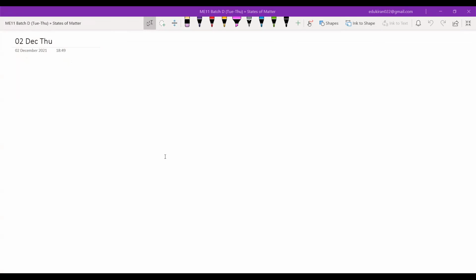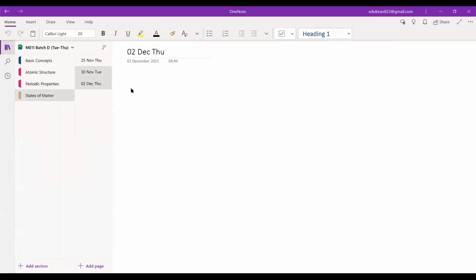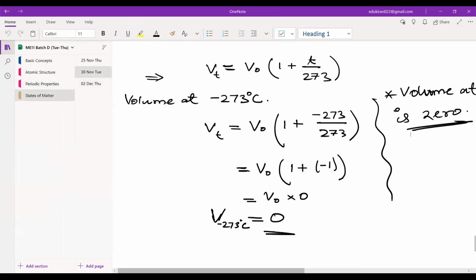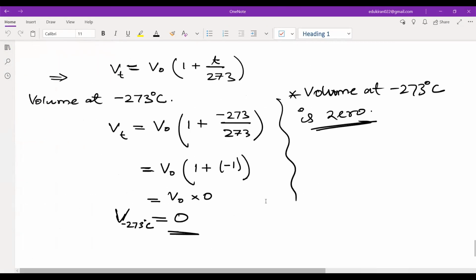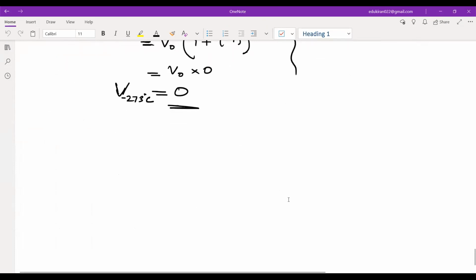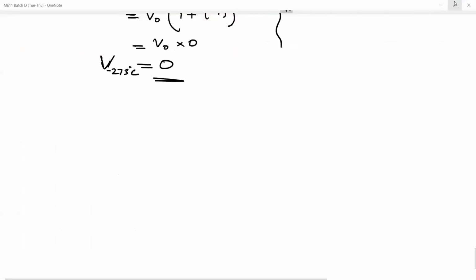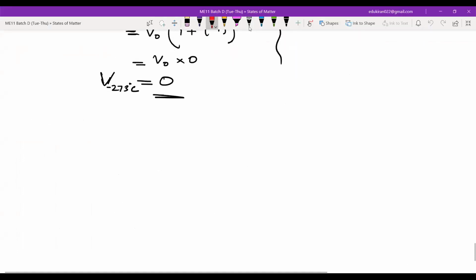So yesterday we ended with the point that the volume at minus 273 degrees Celsius is zero, right? Did we write that this temperature is known as absolute zero? No, no. Okay, fine. So let us just continue here only. Volume at minus 273 degrees Celsius is zero. Write some remarks now. This is the first point.